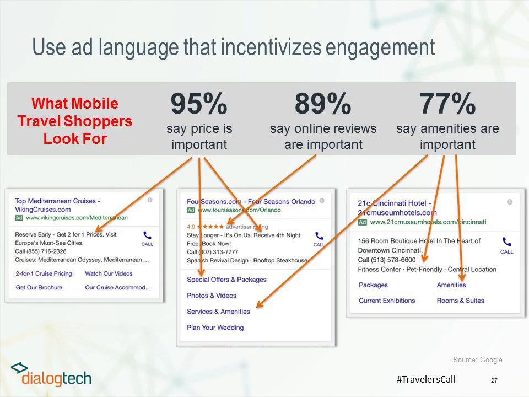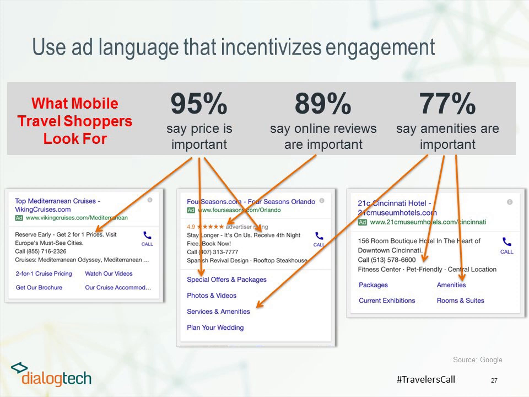So how do you optimize some of the language to drive conversions from paid search? You can see the stats above. Mobile travel shoppers are looking for information on price. They like online reviews, and they like to learn about amenities, and they're trying to book hotels, resorts, cruise lines, etc. So test different language in your ads. For example, the first one: get 2 for the price of 1. Call us now for that. The second one has a link to special offers and packages. Stay longer, receive a 4th night free. Test different offers to different people to see what works.